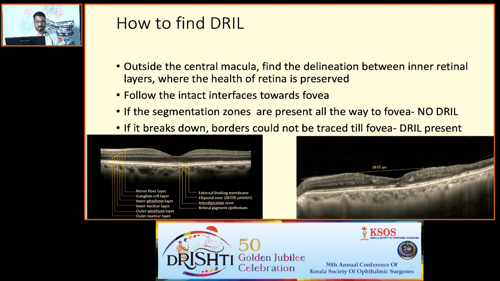So how to find DRIL? To find DRIL, you can come from outside the central macula, find the delineation between the inner retinal layers where the health of the retina is preserved, and follow the intact interfaces towards the fovea.